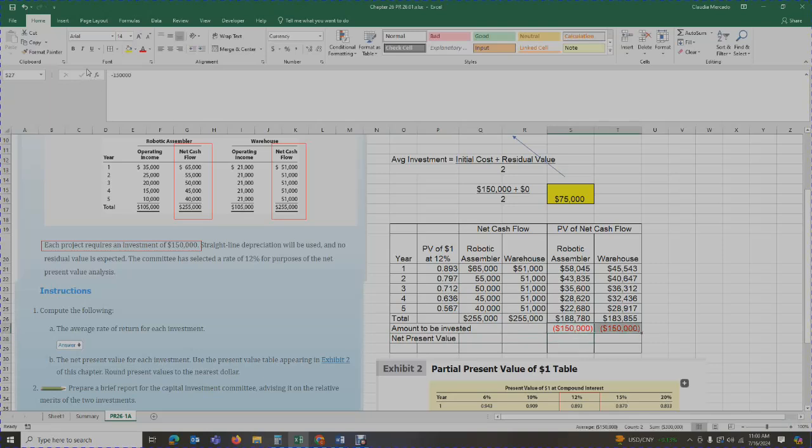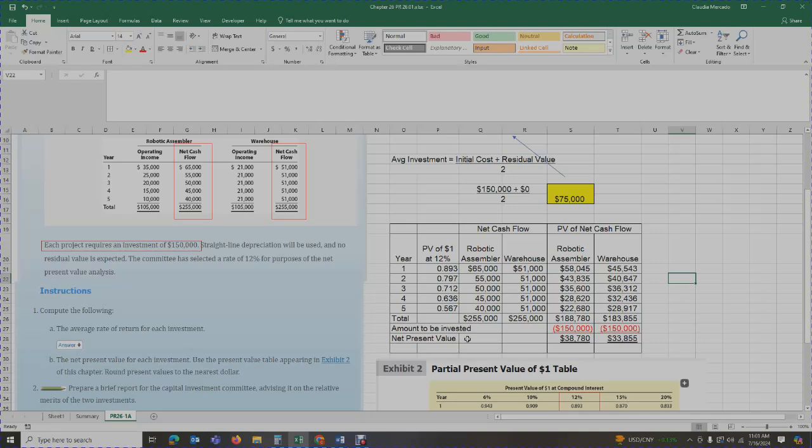So I'm going to underline here, and then I'm going to add my total minus the amount invested, and that's going to give me the net present value of each of the projects. So the net present value of the robotic assembler is $38,780. The present value of the warehouse is $33,855. Let me double underline it. There we go. So that is the calculation of the net present value of our cash flows.